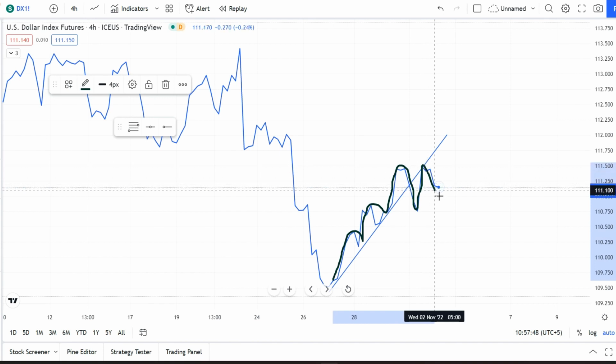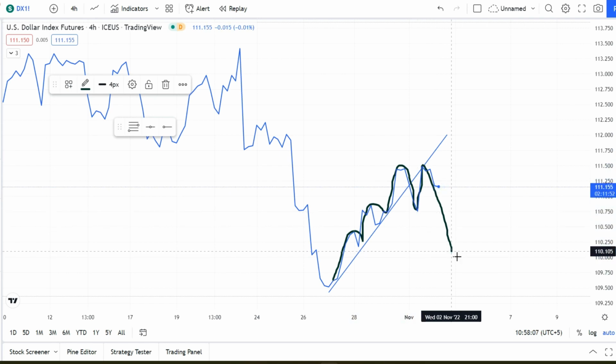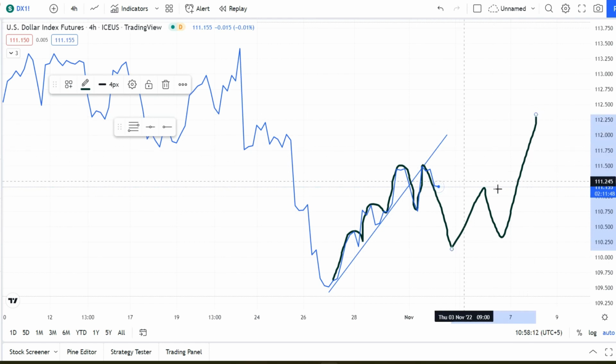So technically, now what we are predicting is that the dollar market can fall downside. Why? There are a few more reasons to move downside. The first reason is that it seems like the dollar market is trying to create an M pattern, and whenever an M pattern is created, after that the market will try to create a W pattern like this way, then again move upside. So this could be the future scenario for the dollar.